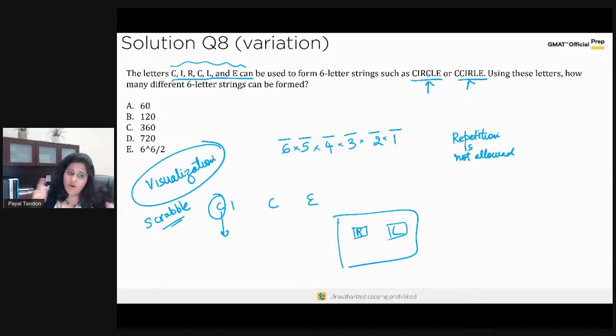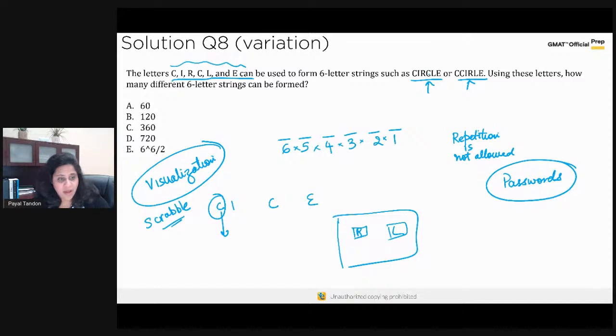Now contrast this with the passwords that we were forming. Where we were forming the passwords with, let's say, letters A, B, and C, there were no tiles. Those letters were just given to you. Again, you can utilize them as many times as you need to. So again, you have to think about what in the question statement is giving you information that repetition is not allowed.